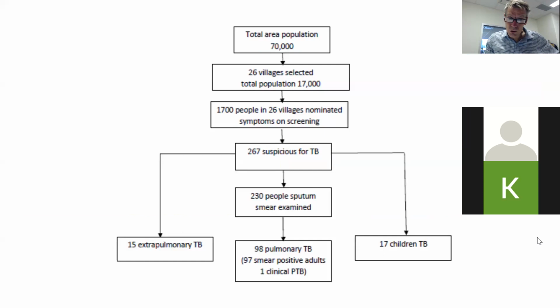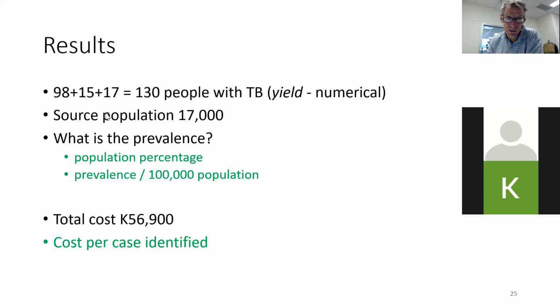I won't go through it in too much detail, but they found 98 people who had smear-positive pulmonary TB, 17 children with TB, and 15 with extrapulmonary TB. So all up, 130 people who had TB. That's a lot of people that previously didn't know that they had TB. Their source population was 17,000 people. So we have to ask ourselves, what is the prevalence of TB in that community?